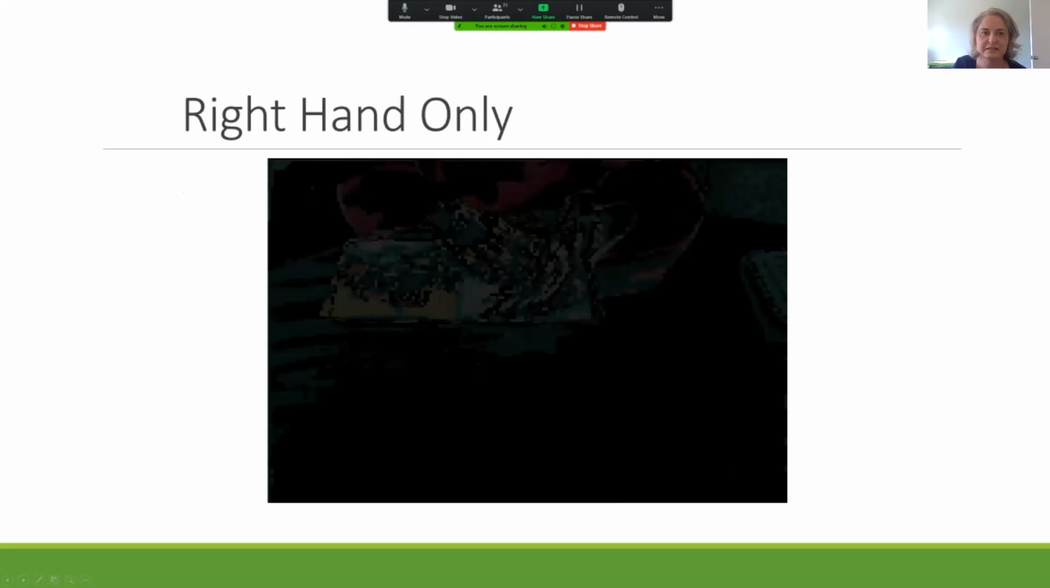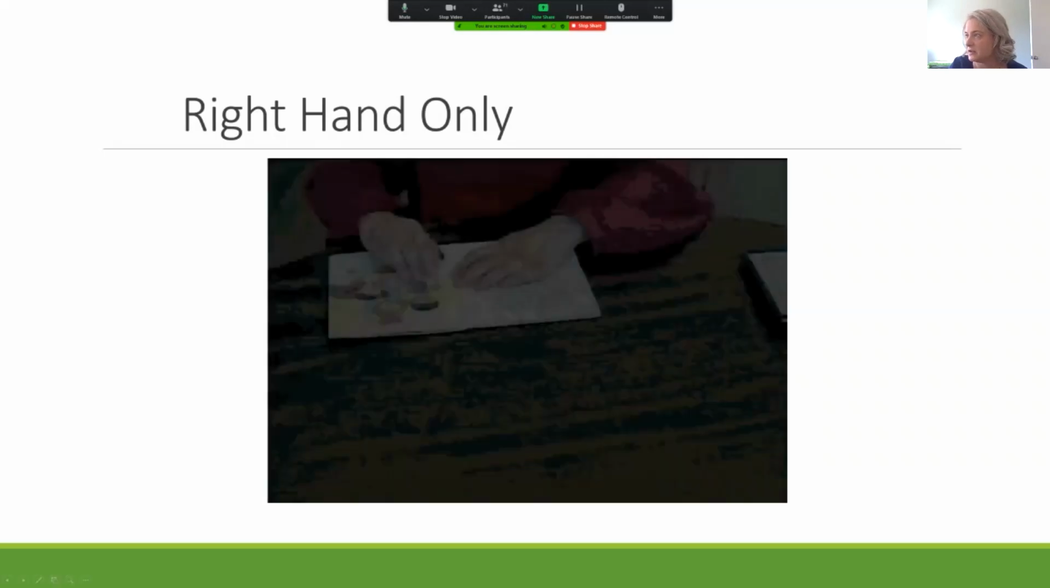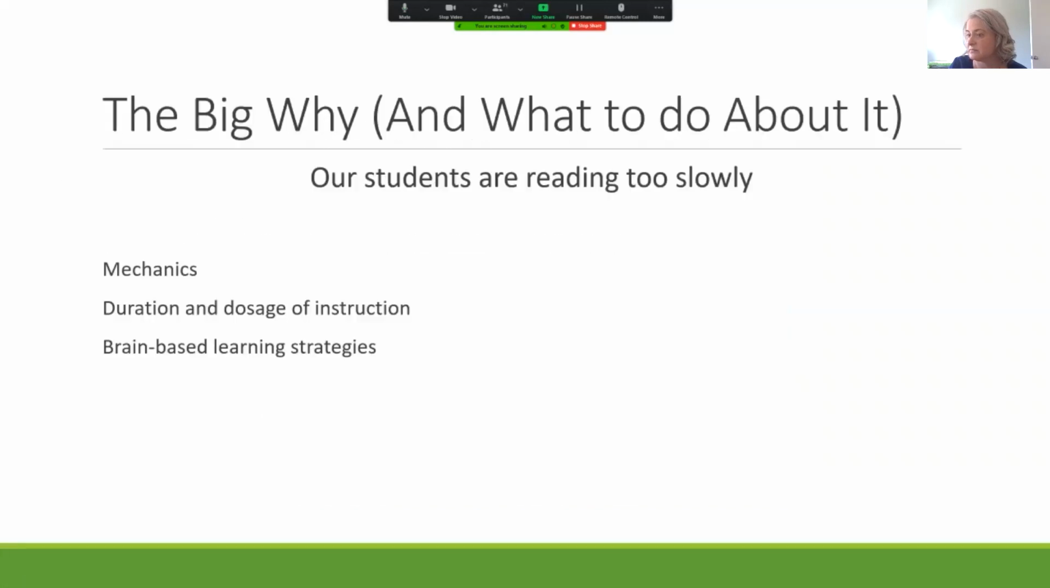Okay, so in that instance, you see that little boy, he's holding the book down with his left hand, but the left hand is not at all helpful for the reading process. It's just that right hand moving. I'm not going to show you a video for left hand only because it's the exact same thing, only it's the left hand doing the reading and not the right hand.